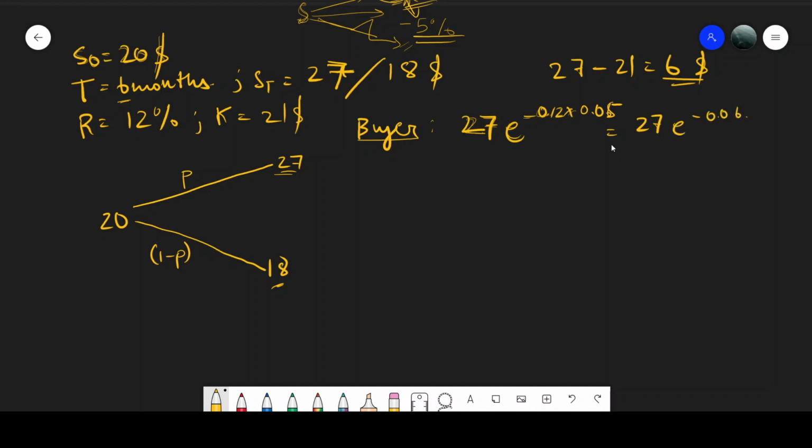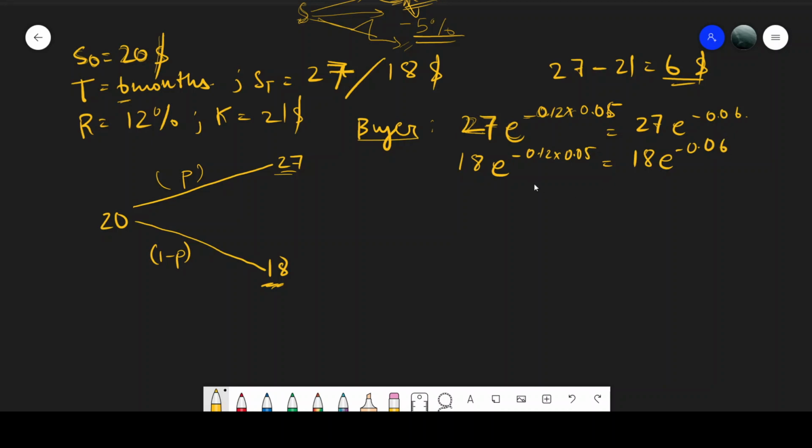What I'm doing is I'm discounting the future value to the present, okay? Because I want to find the risk-neutral value of P, okay? So I'm discounting the future value to the present. Similarly, for the loss-making second trade where the price of the asset goes down, the present value is discounted as 0.12 into 0.05, which is 18 into e to the power minus 0.06.